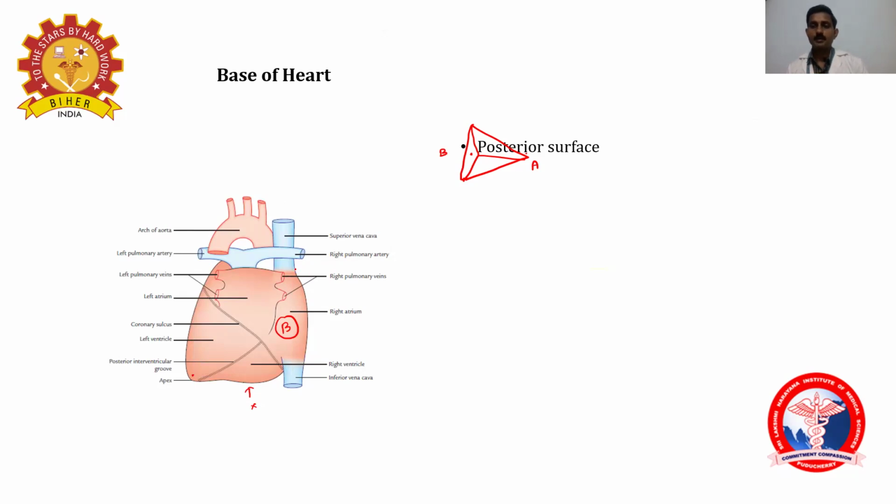So we have the apex on the left side, and on the posterior surface we have the base. It is directed towards the right side. You can see in this picture, the apex is directing towards the left side, and the base is directing towards the right side. So the base is directing towards the right side.